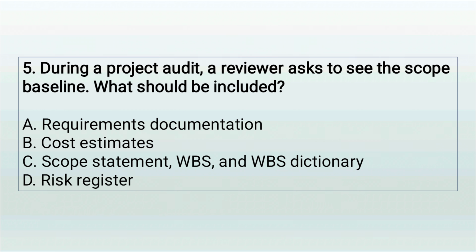Question 5. During a project audit, a reviewer asks to see the scope baseline. What should be included? A. Requirements documentation. B. Cost estimates. C. Scope statement, WBS, and WBS dictionary. D. Risk register.